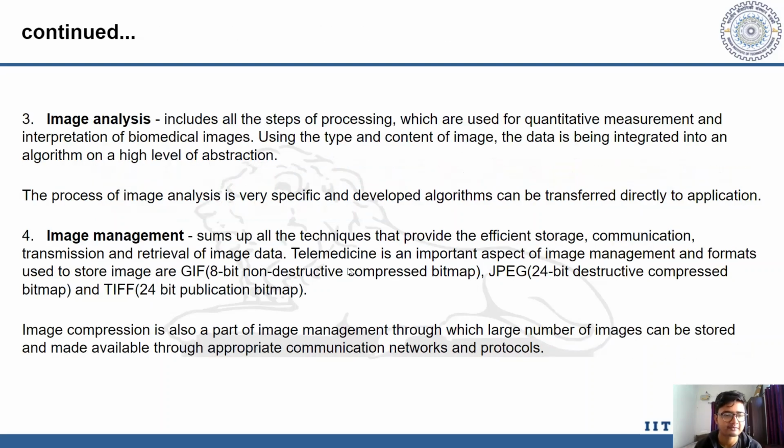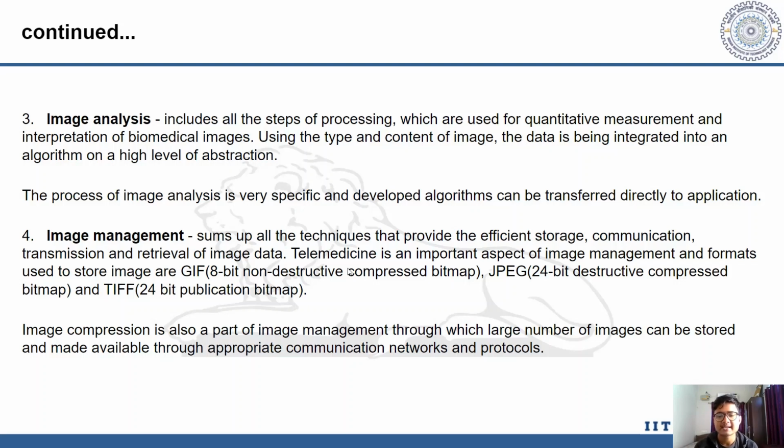The third component of biomedical image processing is image analysis. It basically includes all the steps of processing which are used for quantitative measurement and interpretation of biomedical images. Using the type and content of the image, the data is integrated into an algorithm on a high level of abstraction. The process of image analysis is very specific and developed algorithms can be transferred directly to application. For this, we have used a CNN model, that is a convolutional neural network model, for the analysis of images, annotating the image data, finding out the layers, how many layers of images, and getting useful information from that for our analysis.